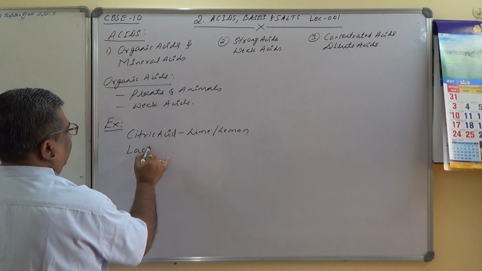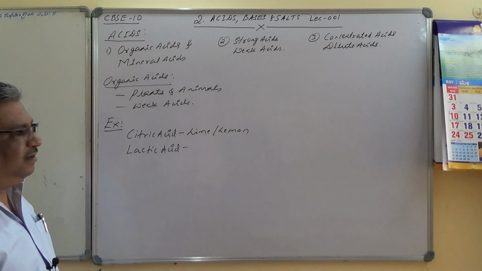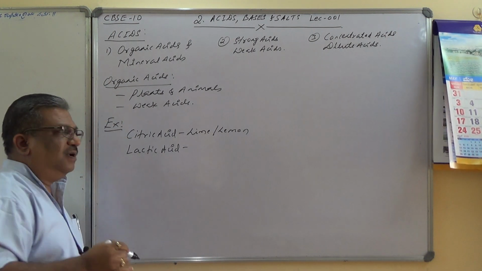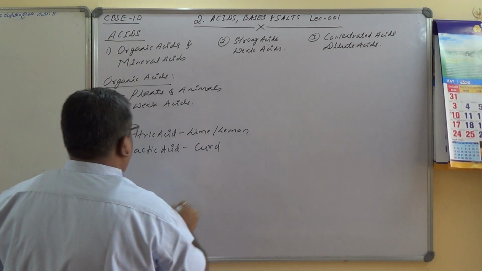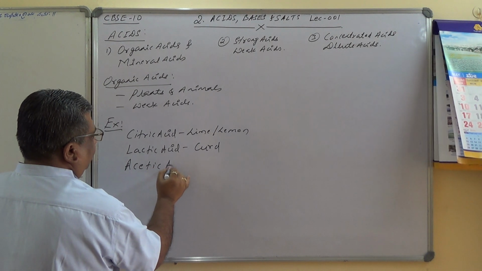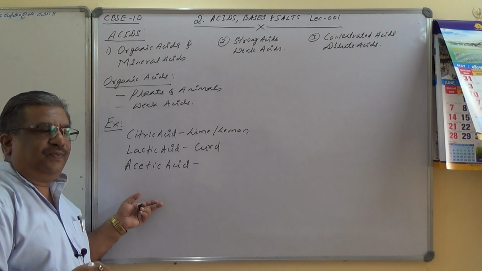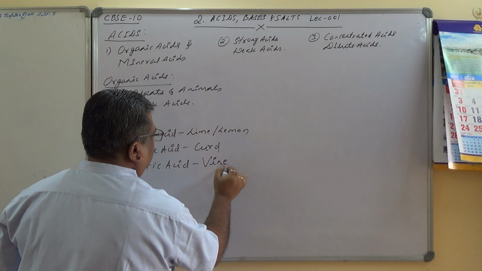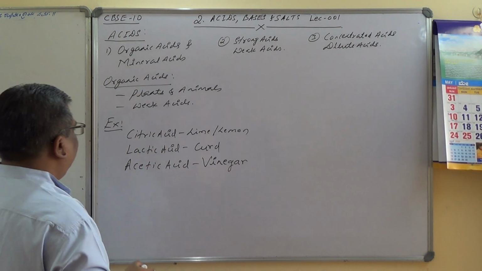Then lactic acid. Lactic acid you must have heard. That is in curd you will find lactic acid. Curd is also called sometimes sour milk. Acetic acid. See, vinegar is nothing but 10% acetic acid. That means acetic acid is present in vinegar, which we use as a preservative.